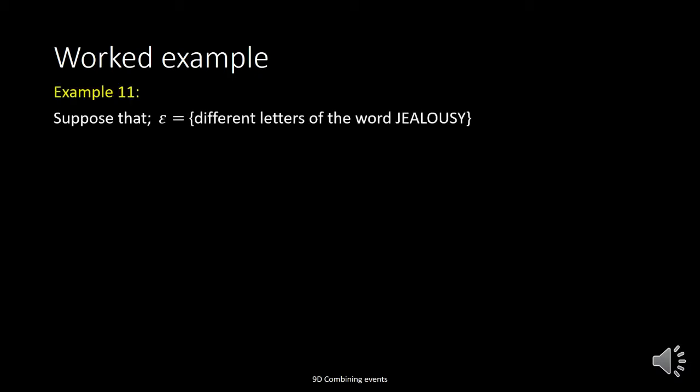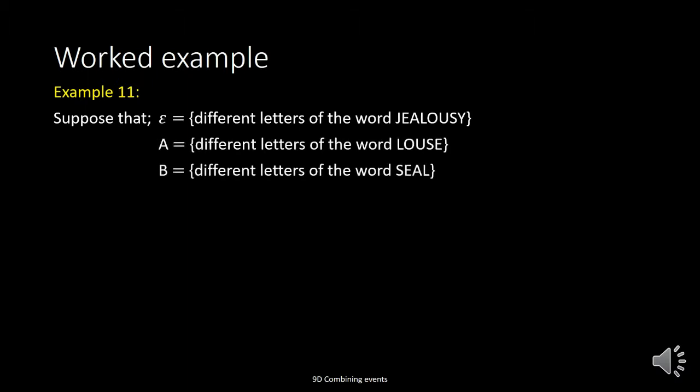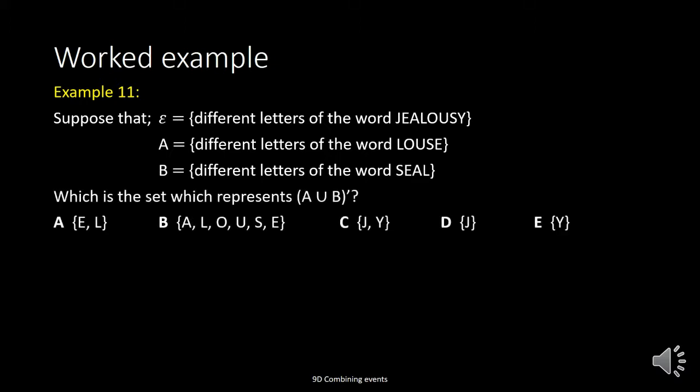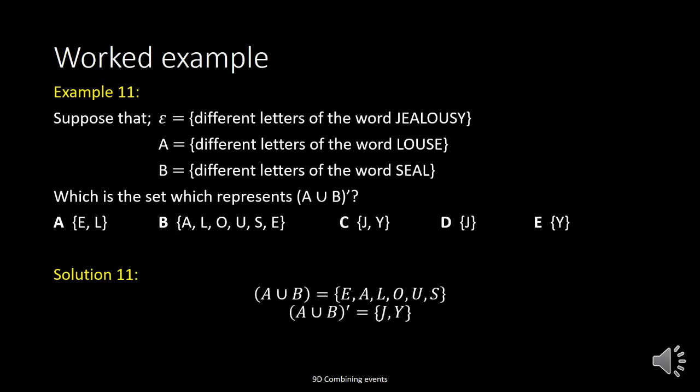We've got a sample space here of all the different letters in the word jealousy and two subsets of that sample space. The question wants us to find the set that represents the complement of A union B. So if we first have a look at A union B, we end up with all of these letters. These are all of the letters that sit in either the set A or the set B or that intersection. And from there, it's really easy to find the complement. The complement's just going to be all the rest of the letters that we haven't looked at yet. So the answer is C.